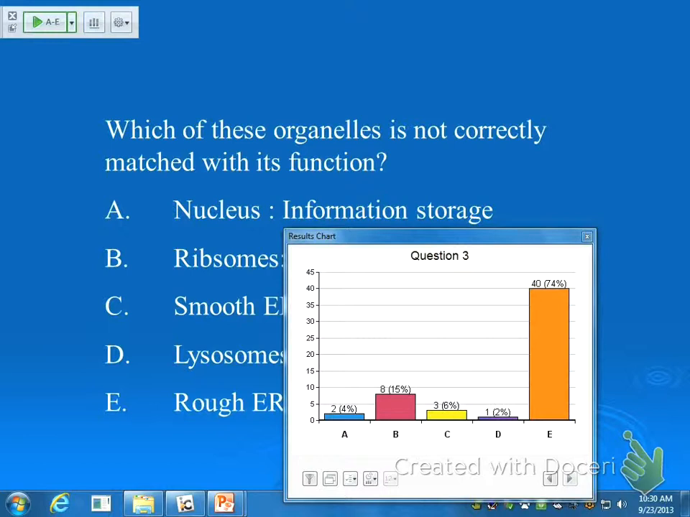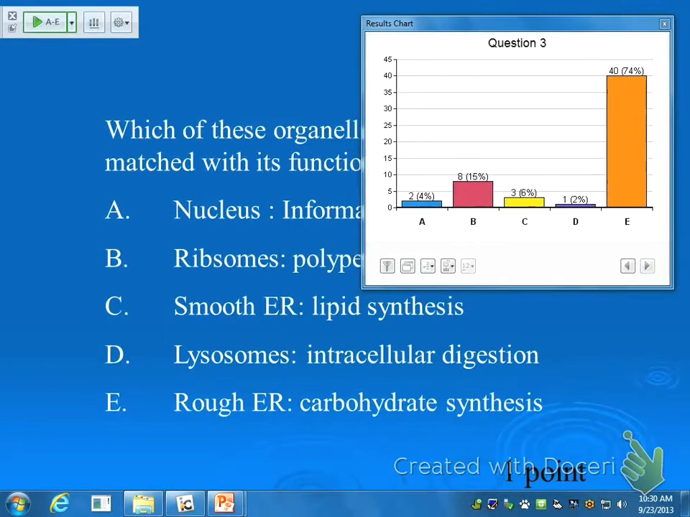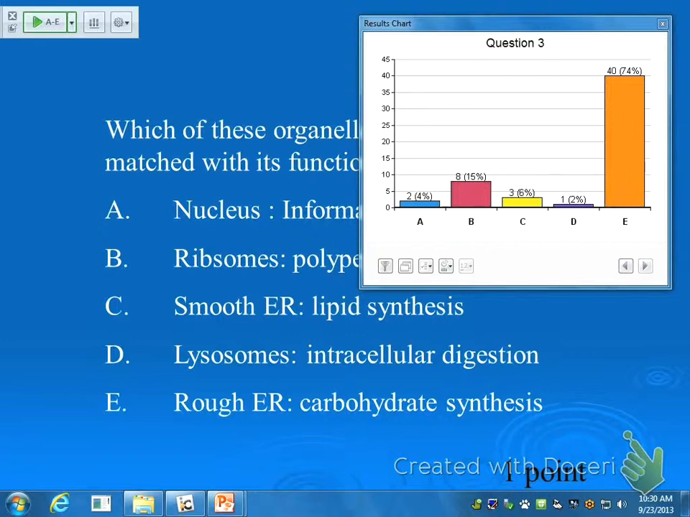Okay. We've got a little bit of disagreement here. Does the nucleus store information? Yes. What are polypeptides? Building blocks of proteins, okay? So this is chains of amino acids, okay? Right. So ribosomes do build proteins and polypeptides.